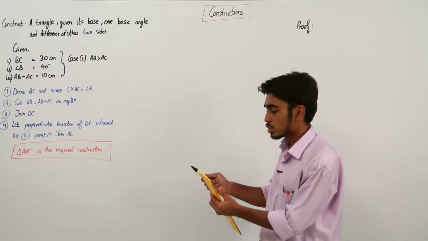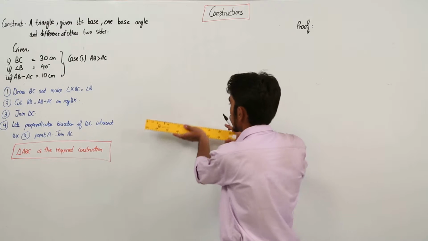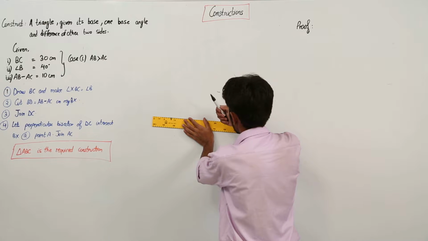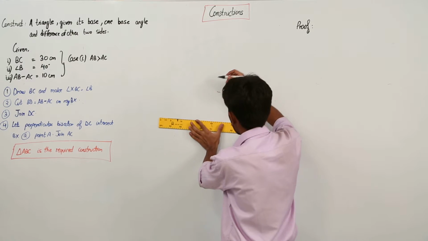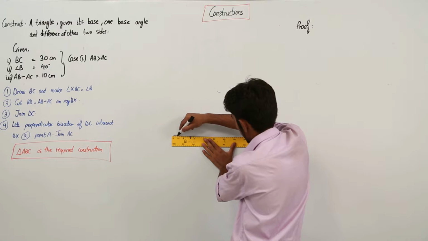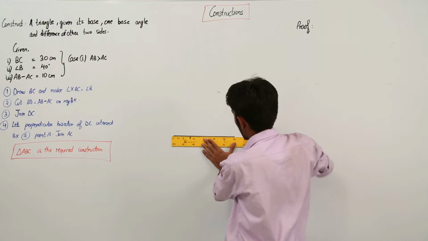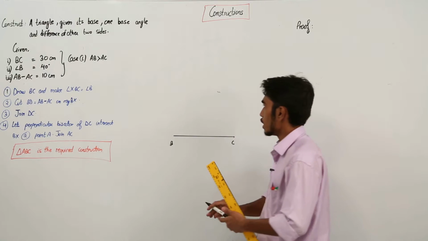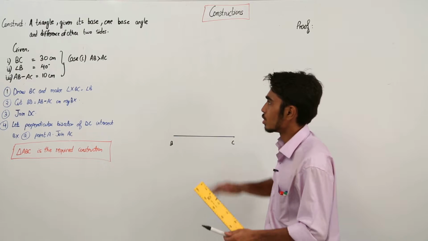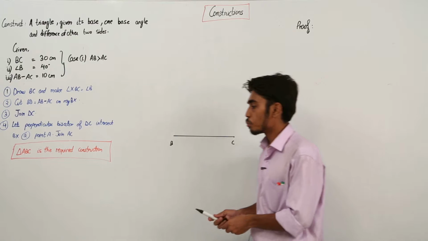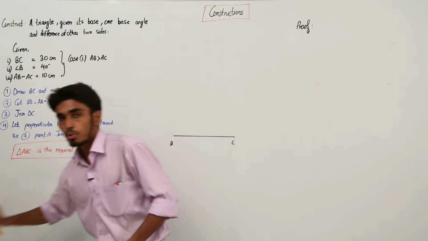So what I am going to do is draw BC, which is equal to 30 centimeter, right? Let me draw BC, which is equal to 30 centimeter. This is BC, which is equal to 30 centimeter, right? And the next step is to draw angle B, which is equal to 40 degree. So for that I will be using a protractor. This is a protractor, right?